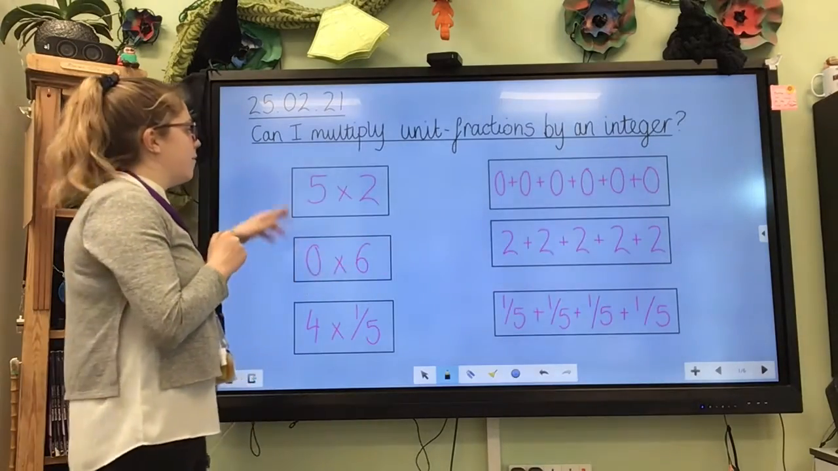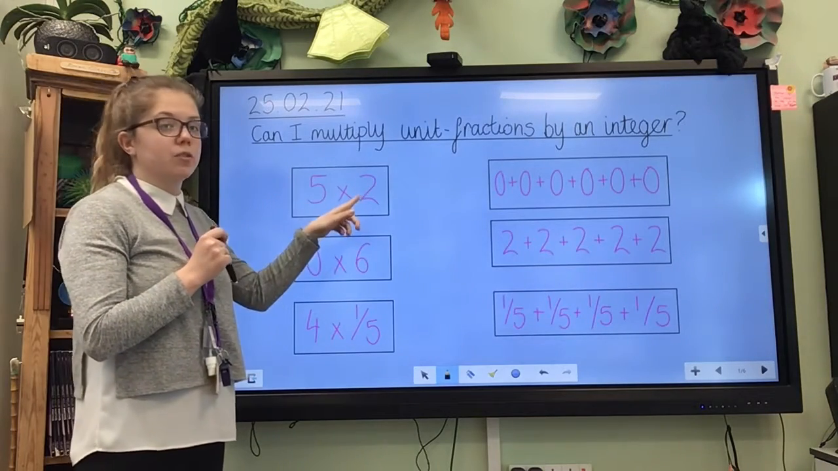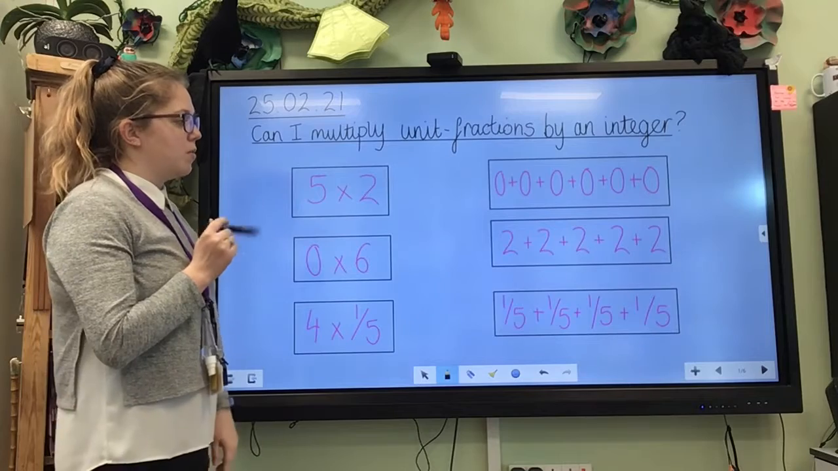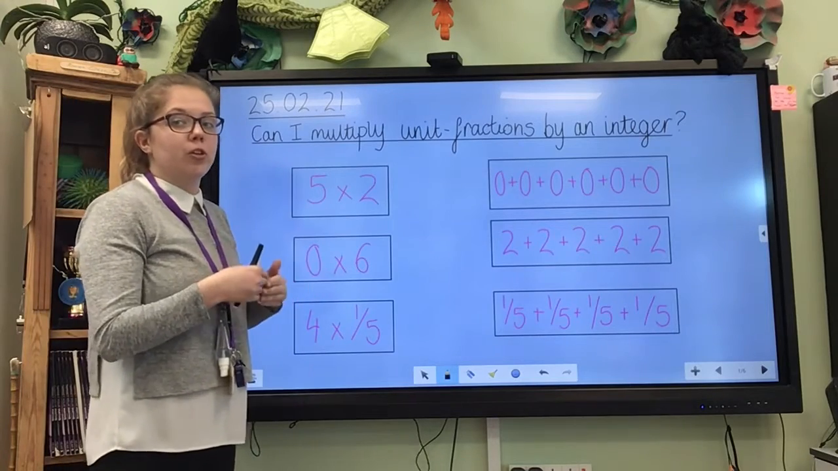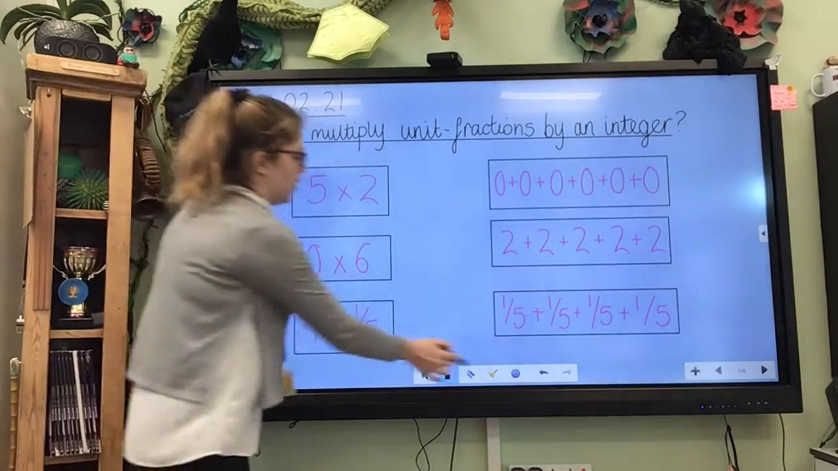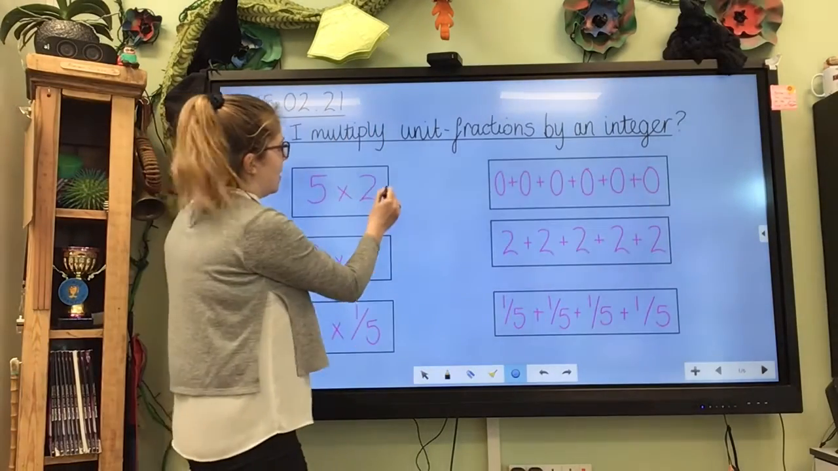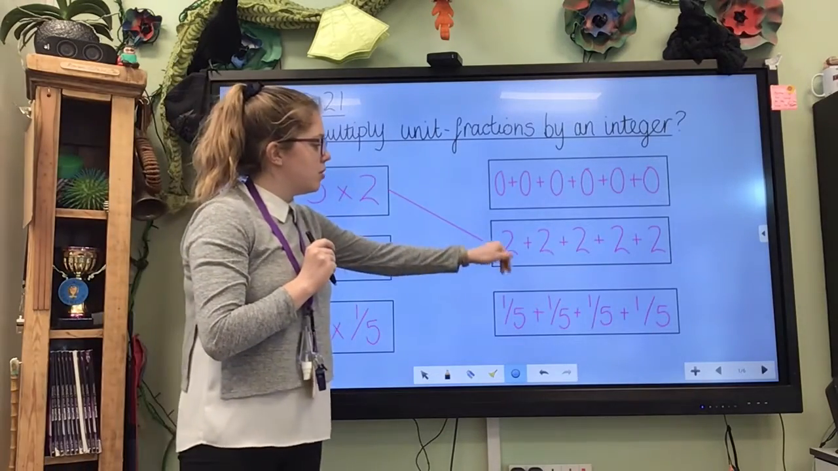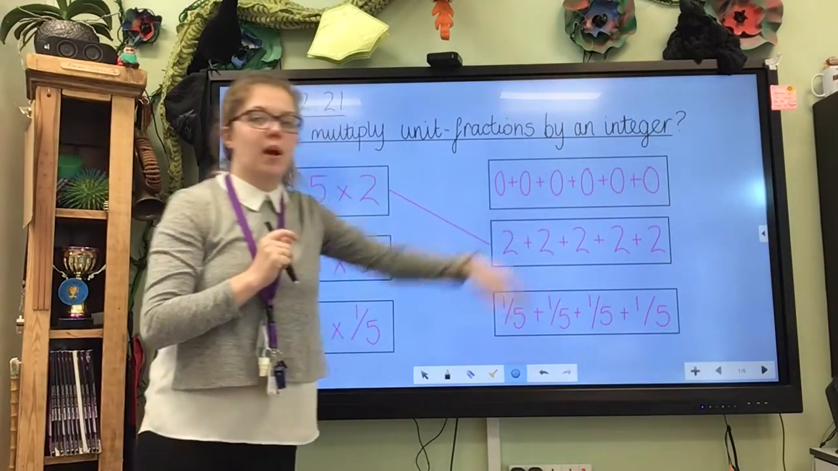So you should have had to think about this, and the first one we've got is 5 times 2, or we can say 5 lots of 2. So can you spot the addition sum on the other side that would match 5 lots of 2, or adding 5 lots of 2 with each other? And you should all be saying to me that it is over here. 5 times 2 is the same as doing 2, add 2, add 2, add 2, add 2.